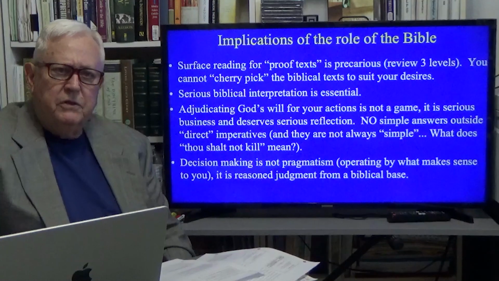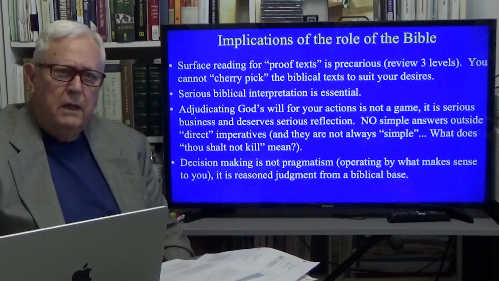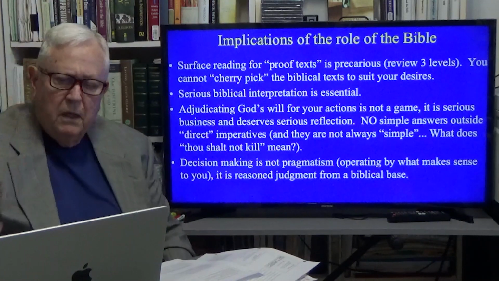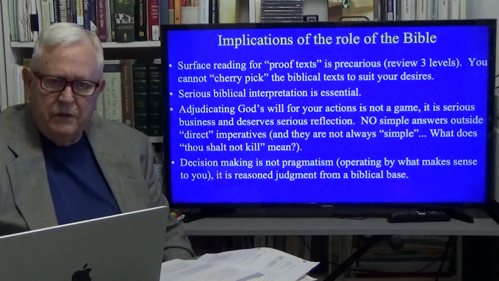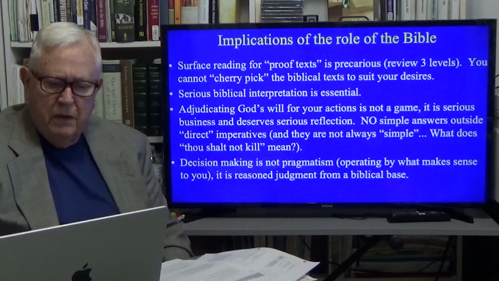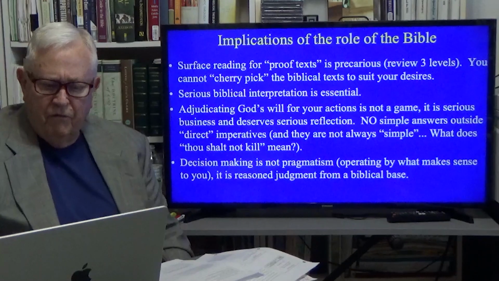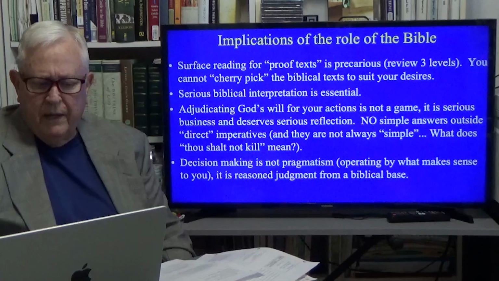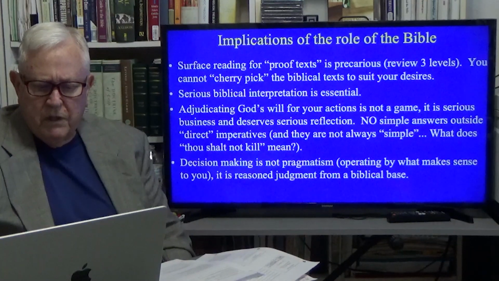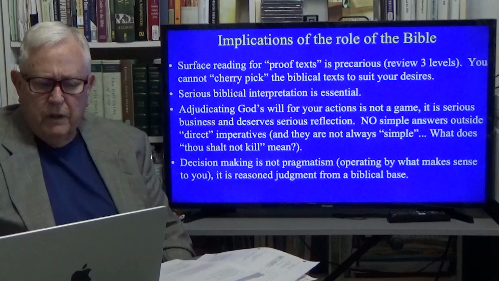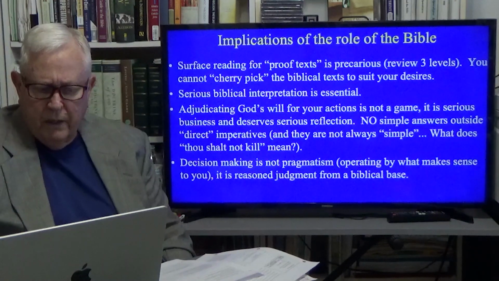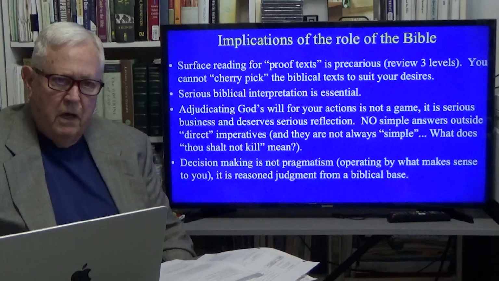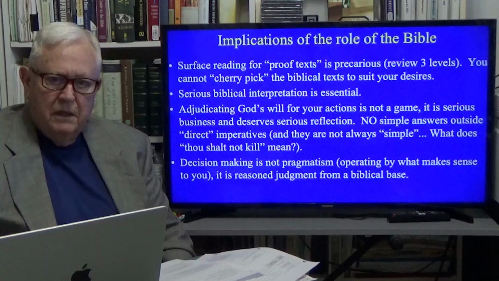When David said, the heavens declare the glory, the firmament showeth the handiwork, day unto day utters speech, David was a believer reflecting on the greatness of God in creation. He wasn't an atheist saying, oh, look at this. It just isn't that way. Surface reading for a proof text is precarious in this regard. A lot of people will run to that. The role of the Bible is absolutely essential. You cannot cherry pick the biblical text to build a case for what you want to do. You'll say that God is leading me this way, but the fact is that you're building a case.